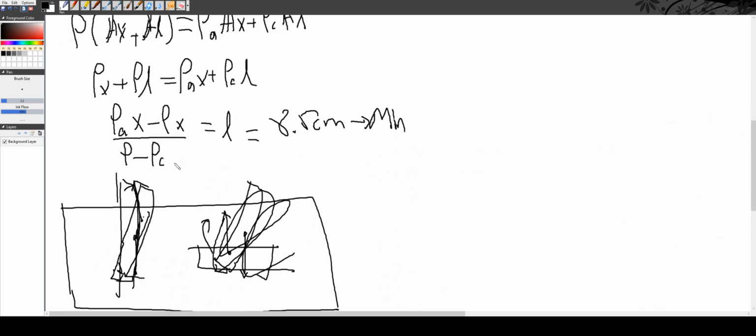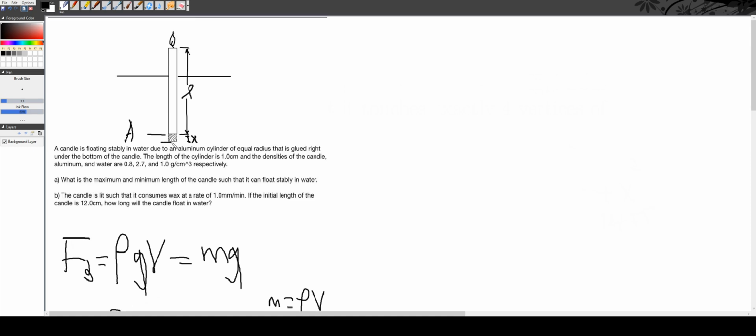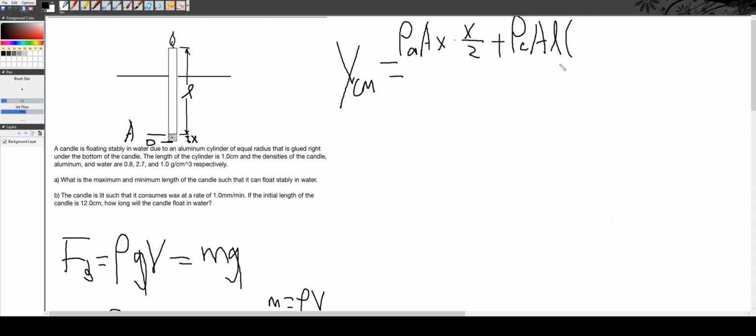So let's first find the center of mass of the candle. For this purpose, I'll set the bottom of the aluminum at y equal to 0. The center of mass of the aluminum piece is x over 2. So first, the mass is rho A times area times x, times the height away from the reference point, x over 2, plus the mass of the candle, rho candle times area times length, times the distance away from the origin, which is x, plus the midpoint.